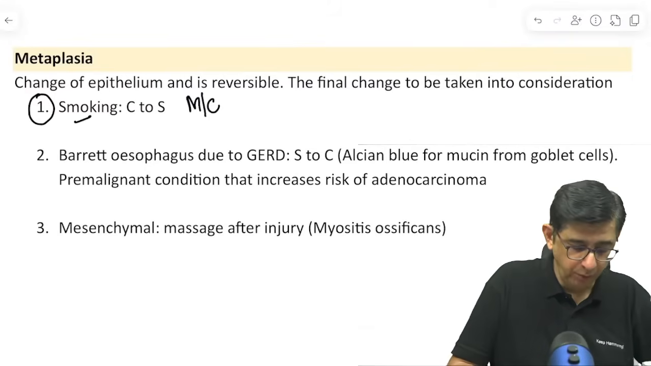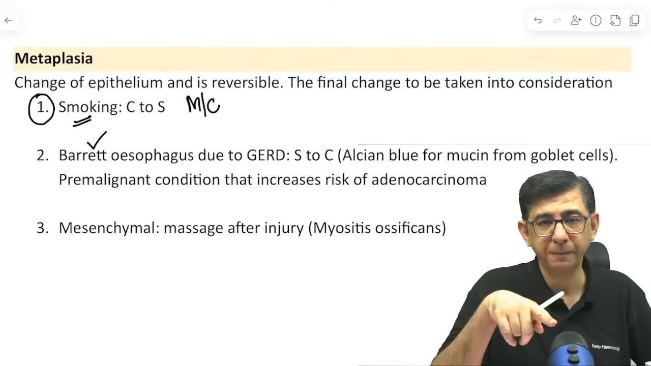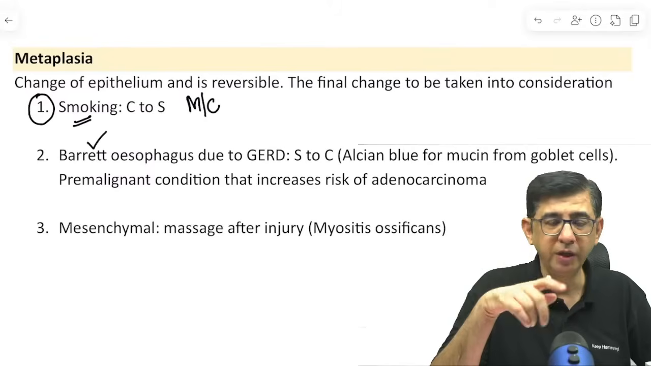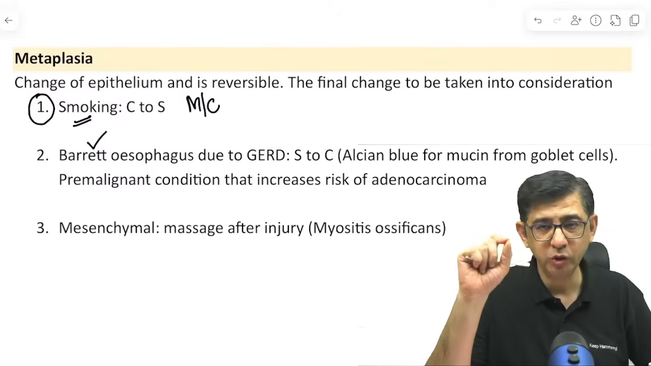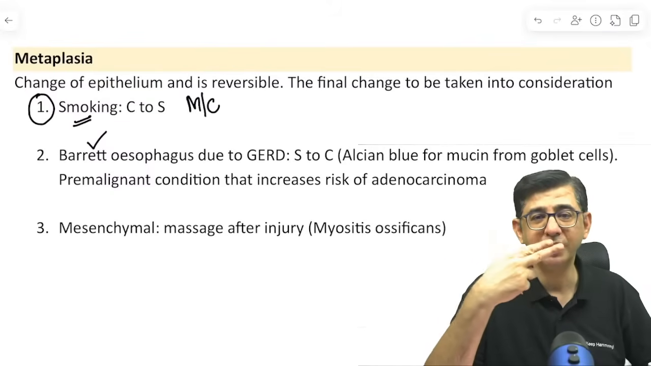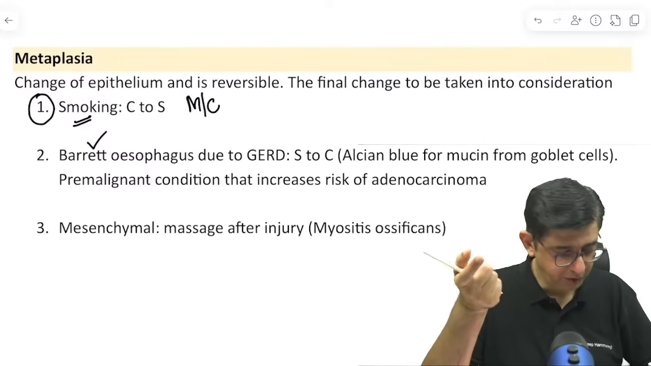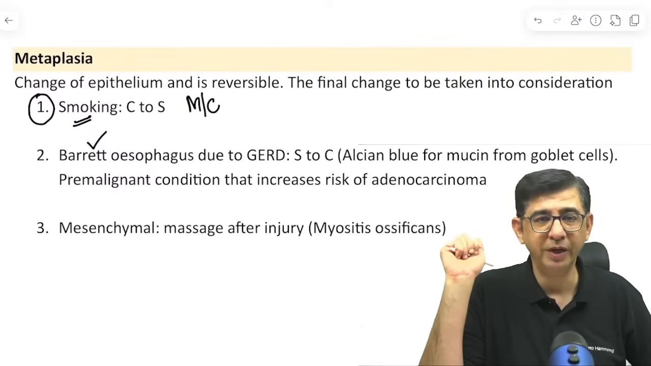Smoking is more common than Barrett's esophagus. Guys, it is not squamous to columnar. That squamous to columnar is for Barrett's esophagus. I agree to that. But the question was, what is the most common type of metaplasia? The answer is columnar to squamous, because if a person smokes cigarettes, the manifestation is columnar to squamous.